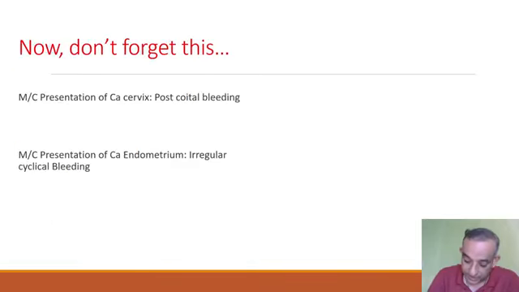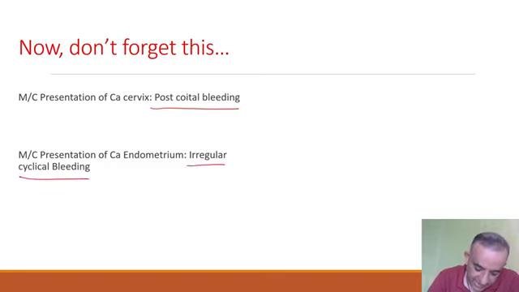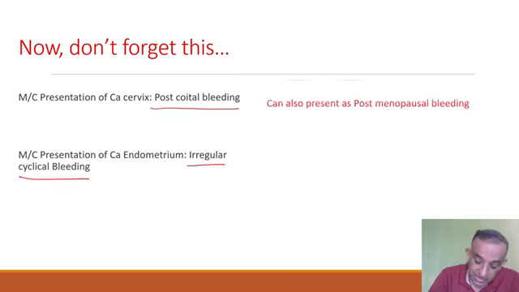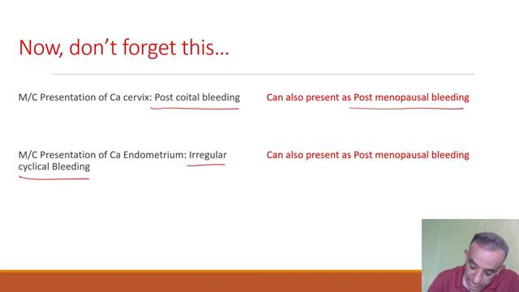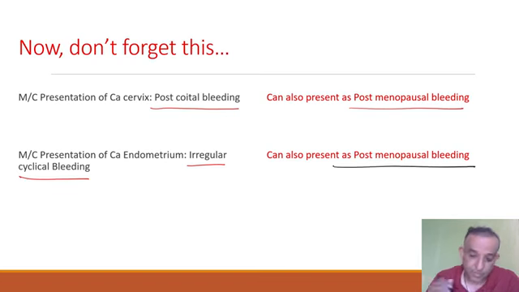All right, guys, let's move on and see some other things. Okay, now postmenopausal bleeding, I want to tell you a few more things. Most common presentation of CA cervix, what is that? That is post-coital bleeding. What is the most common presentation of CA endometrium? It is irregular acyclic bleeding. Mind you, CA cervix is the commoner cancer in India versus CA endometrium. Now, CA cervix may also have postmenopausal bleeding. CA endometrium also may have postmenopausal bleeding.